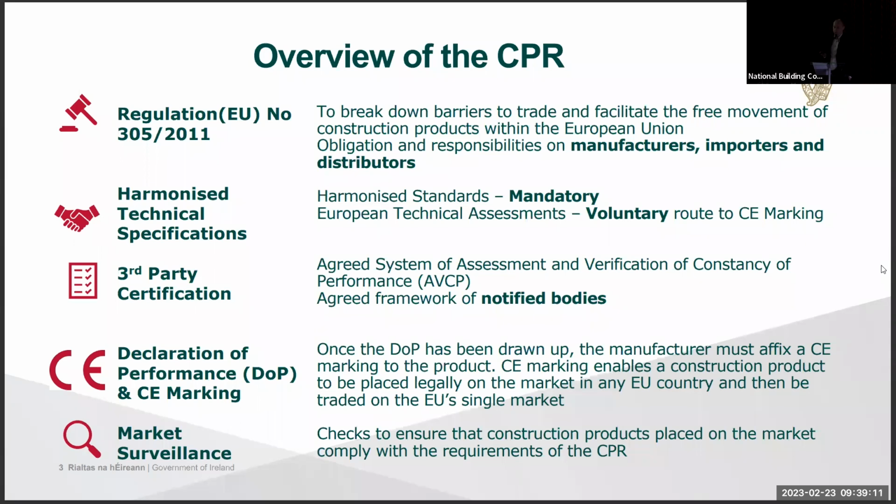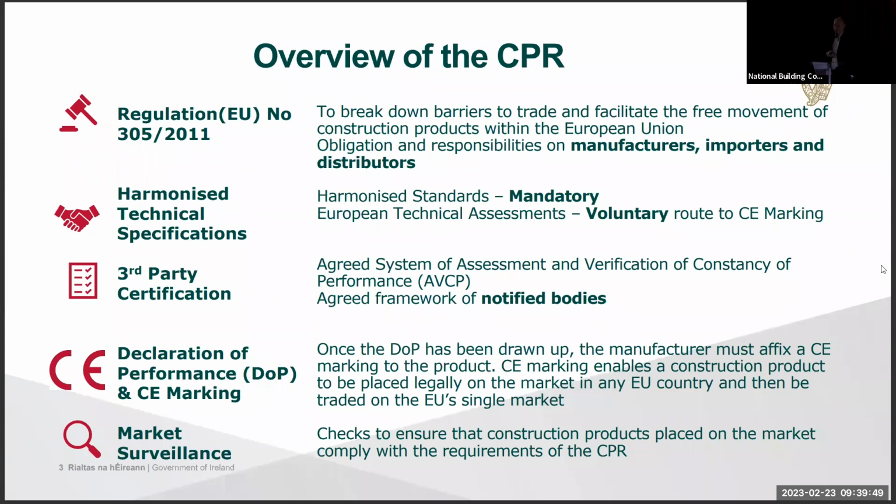So how does it do that? It puts obligations and responsibilities on what they determine as economic operators. These are manufacturers, importers, and distributors of construction products. It does this through a system of harmonized technical specifications, and the most common of these are the harmonized standards that we would be familiar with. These range from everything from smoke alarms to structural steel, timber, concrete, concrete blocks, etc. The harmonized technical specs provide a common technical language.